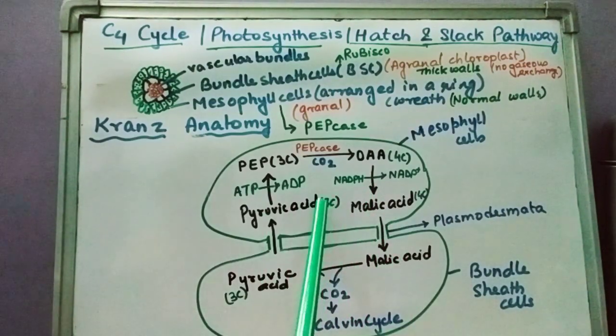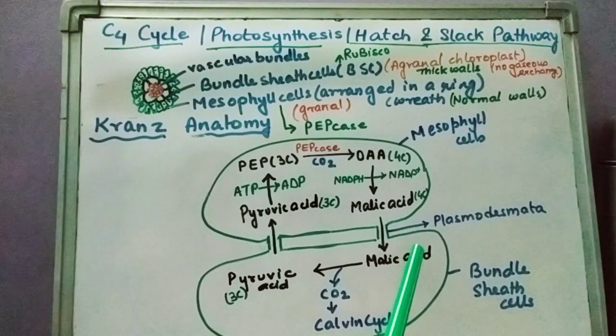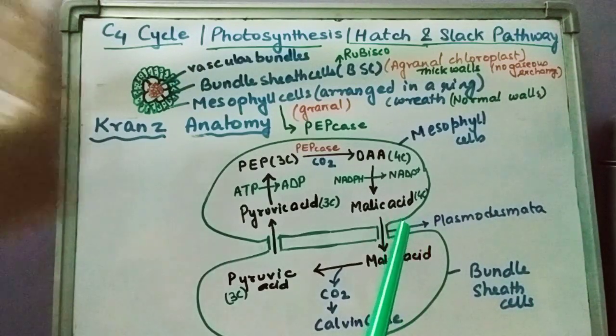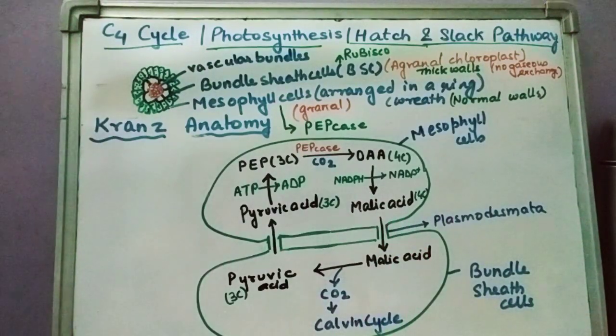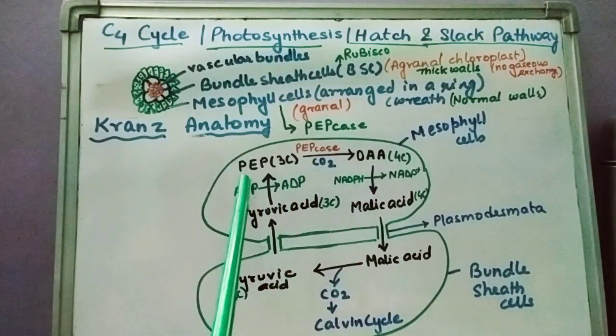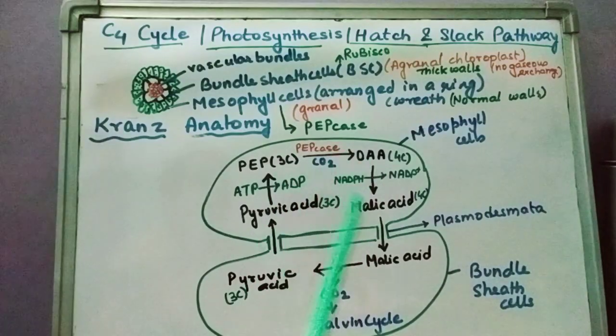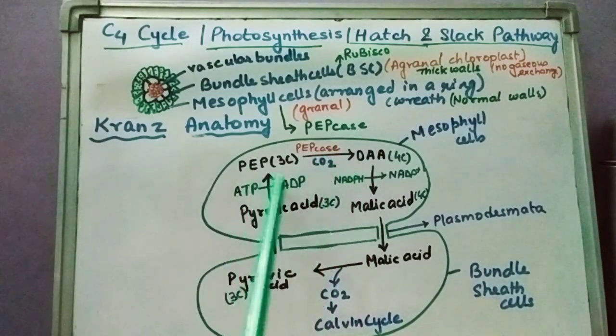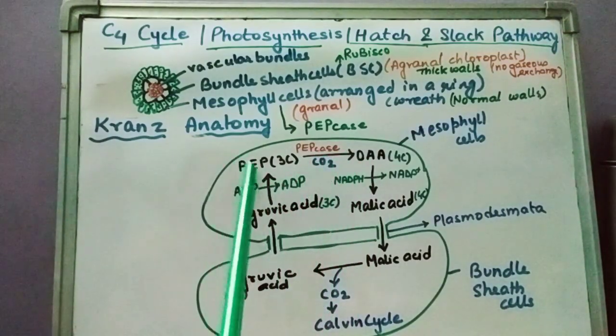Again back to the previous cell. In this way, plasmodesmata is a connecting passage for the two cells. Now what happened in this cycle? Remember, the cycle starts with a 3 carbon compound in mesophyll cells. So in mesophyll cells, what is the compound PEP?